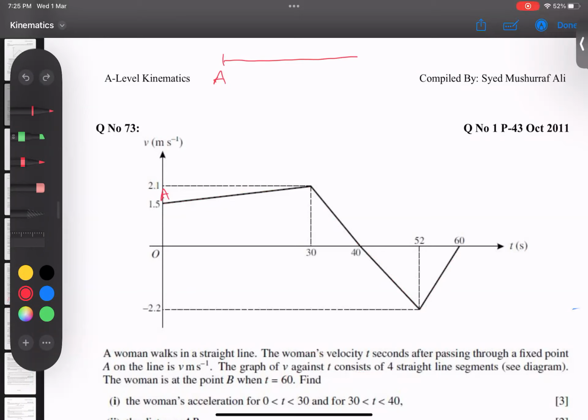And the woman is at a point B at time 60. So B is here. But what is the story here? For your knowledge, you know it very well. First of all, you can see the speeding up and then slowing down. First this is a speeding up, acceleration, and then it is a deceleration here. This particle stops here at 40. So at time 40, the woman stops at this point.